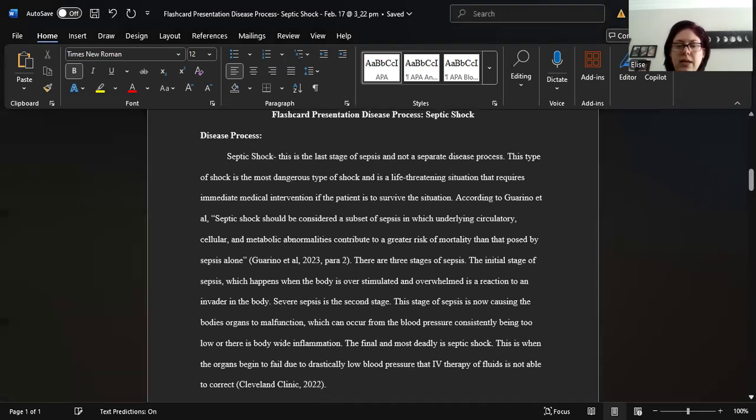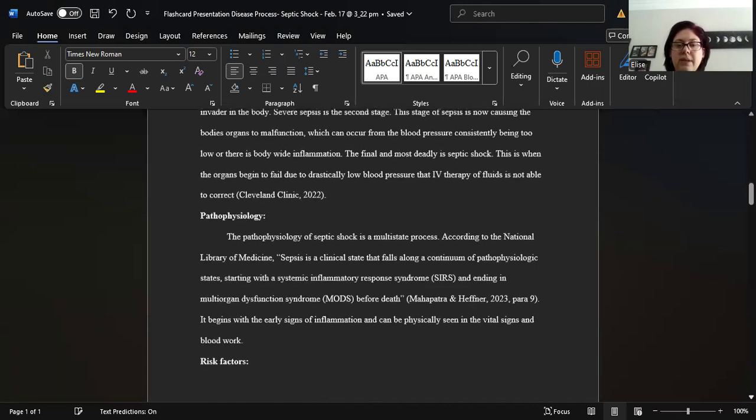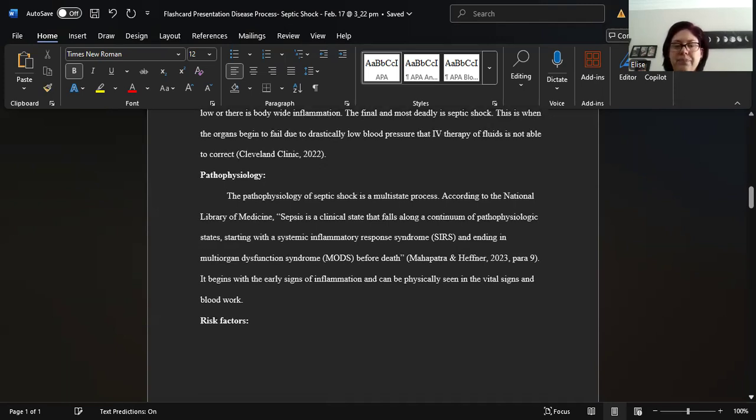Next is the pathophysiology of septic shock. So sepsis is a clinical stage that falls along a continuum state and starts with systemic inflammatory response syndrome and ends with multi-organ dysfunction syndrome before death.